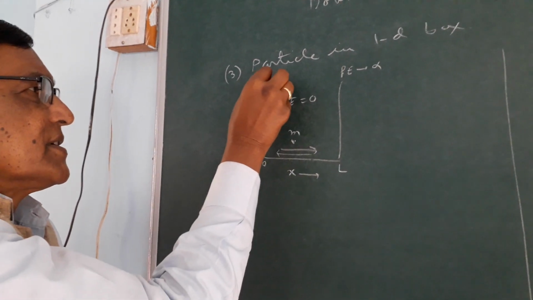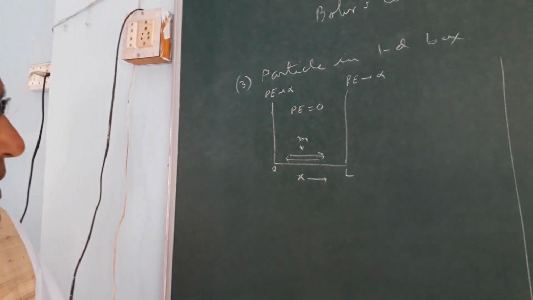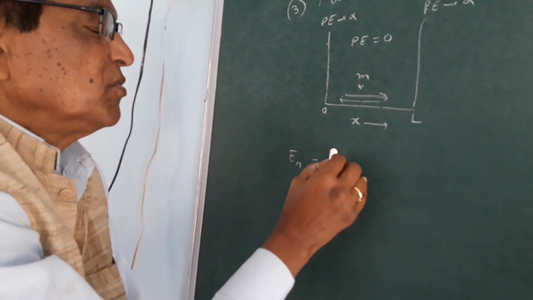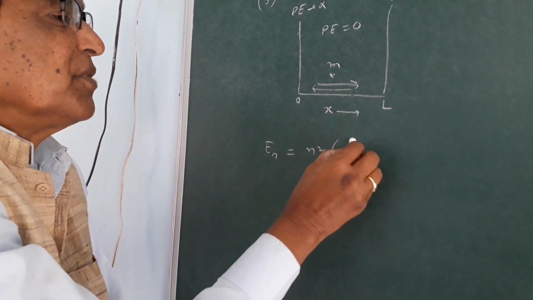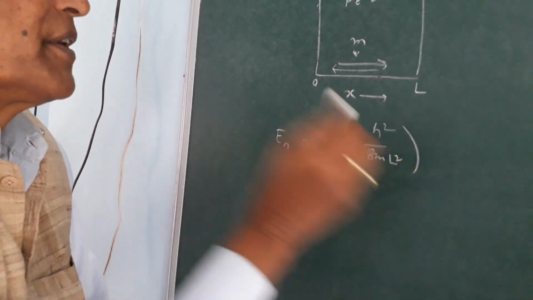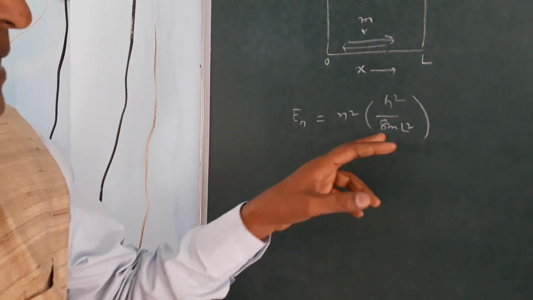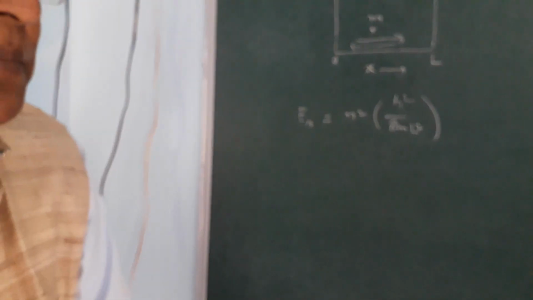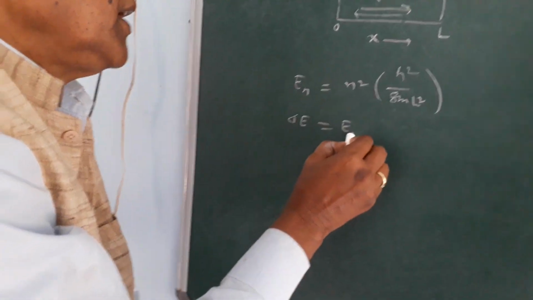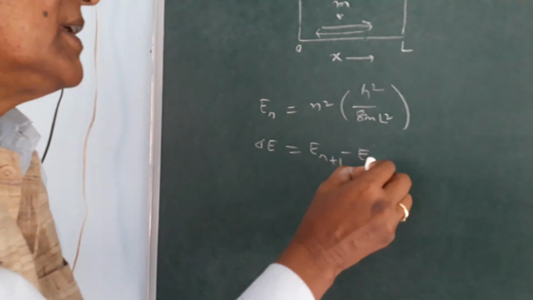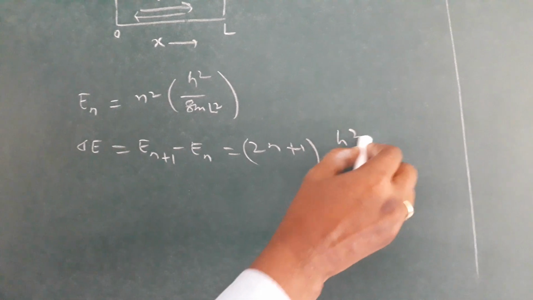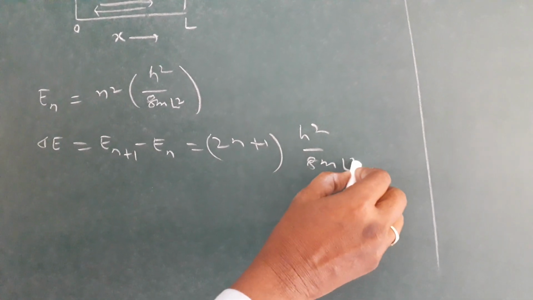Already we have discussed. Now the energy of this particle in a one-dimensional box equals n square into h square divided by 8 m L square, where L is the length of this box, m the mass of this particle, n is the quantum number. So delta E equals En plus 1 minus En, equal to twice n plus 1 into h square divided by 8 m L square.